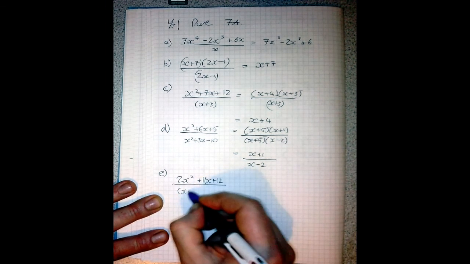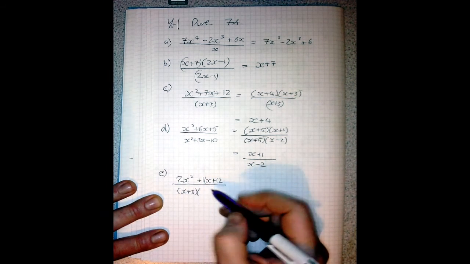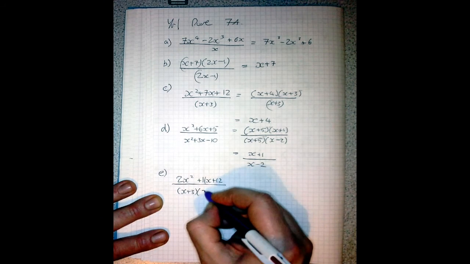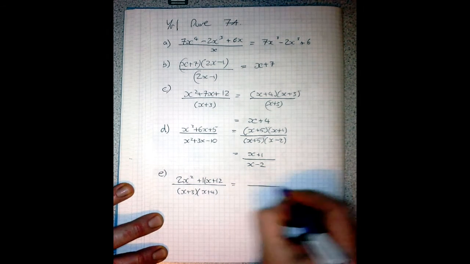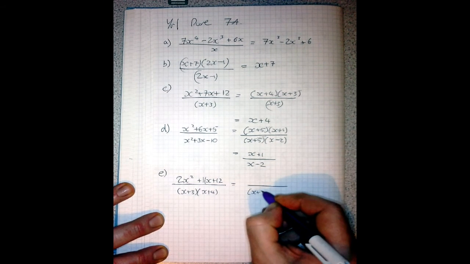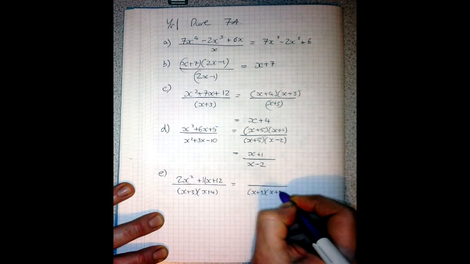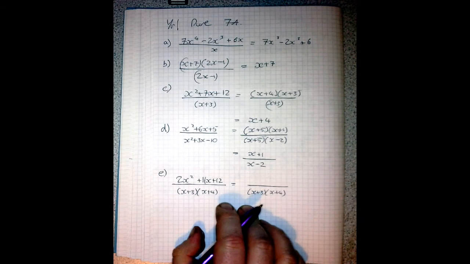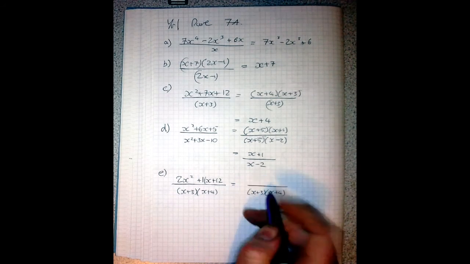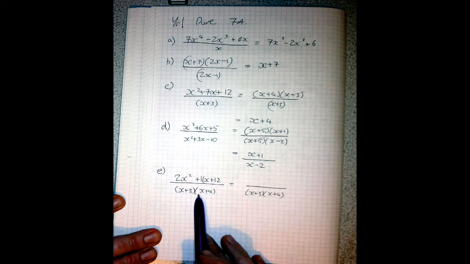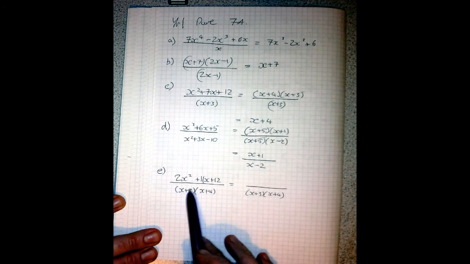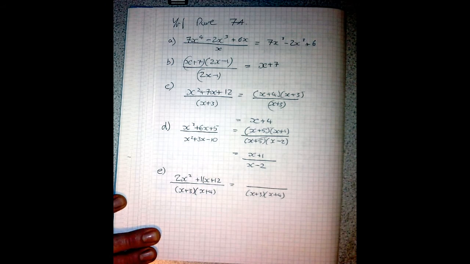Okay, this one isn't a very nice one. Let's just write it out first of all. I'll leave that as it is. Now, not surprisingly, there's a bit of a clue. One of my factors is clearly going to be in common with one of those. Otherwise, why have they asked us to simplify it? So I'm expecting an x plus 3 factor or an x plus 4 factor.